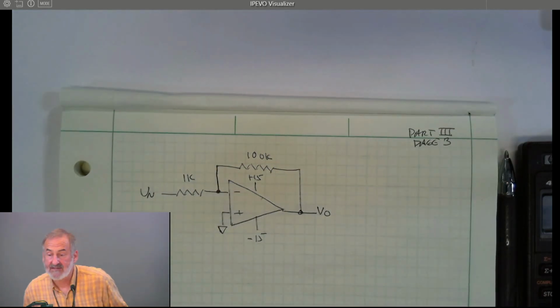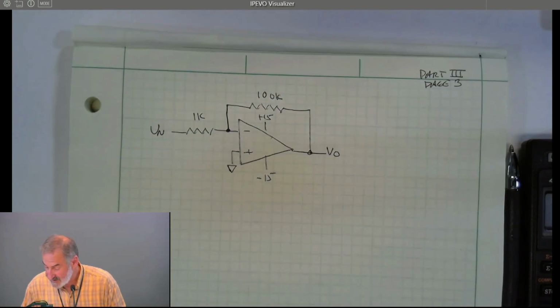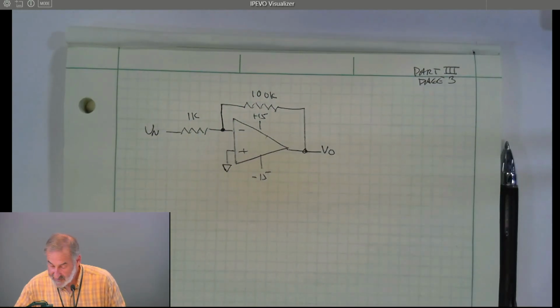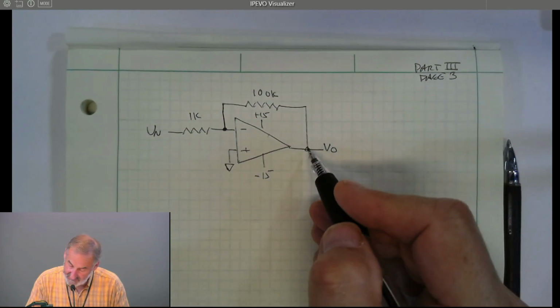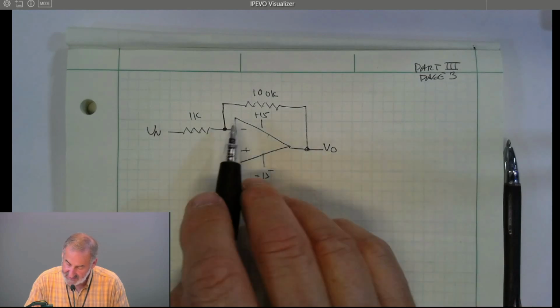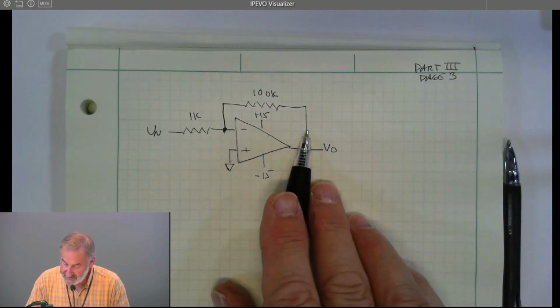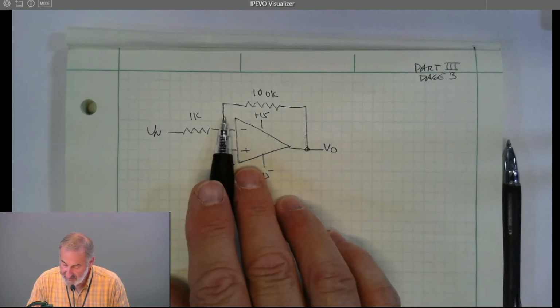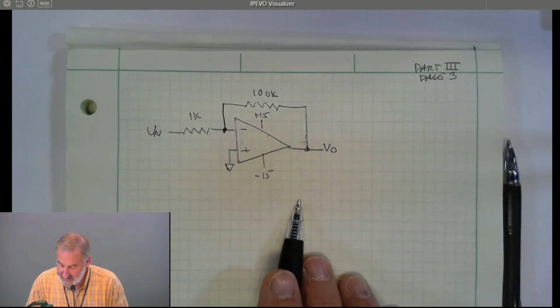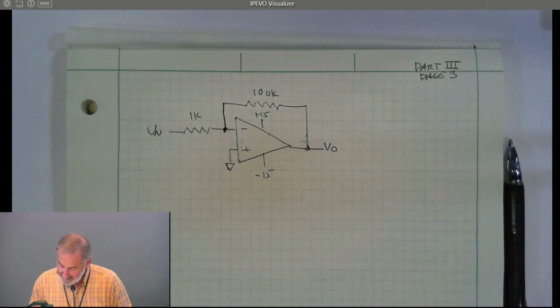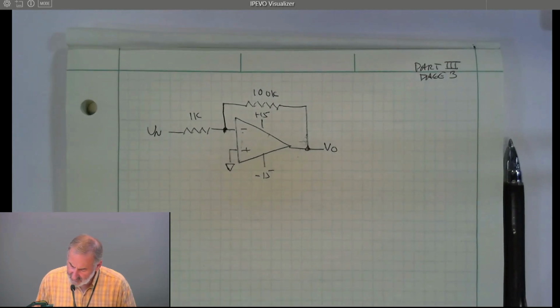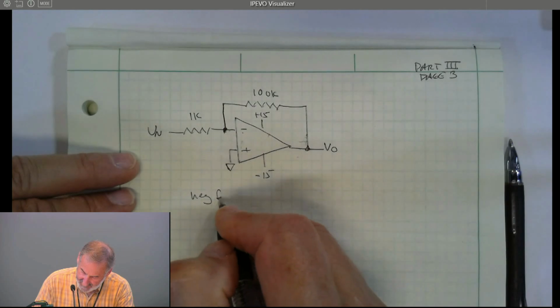Now, how do we analyze this? Simple. We use the golden rules. Can we use the golden rules? Well, let's see. We need negative feedback. If this output changes, does it affect the negative input? Sure it does, through this 100K resistor. If this goes up, this is going to go up. That's going to go into the negative input. That's going to make this go down. So let's apply the golden rules. Negative feedback?